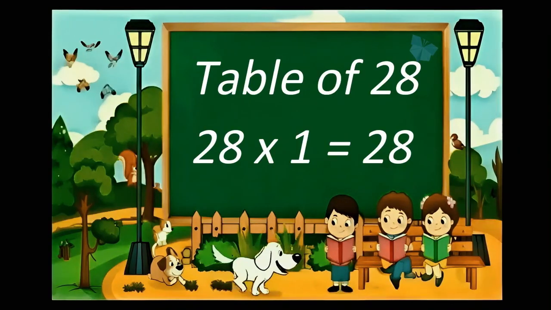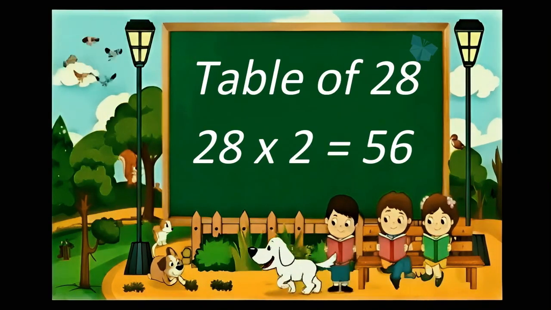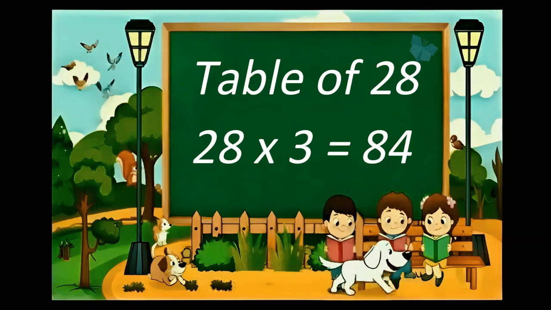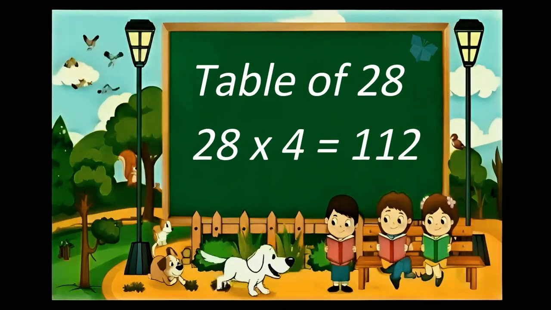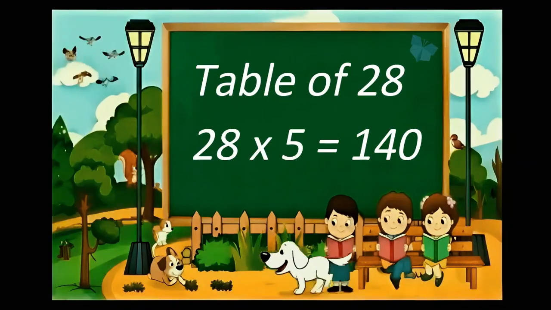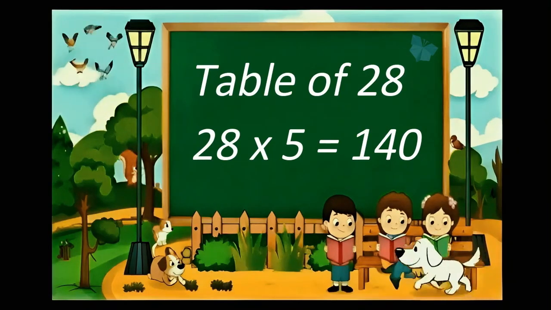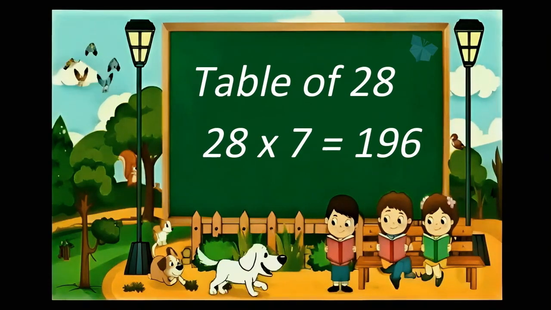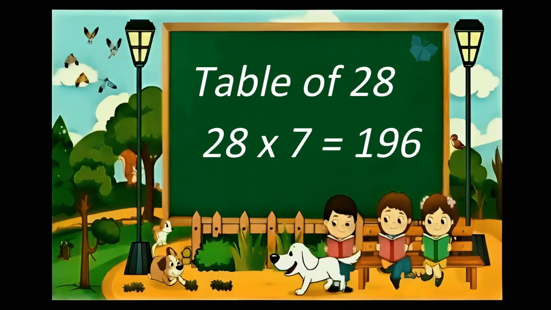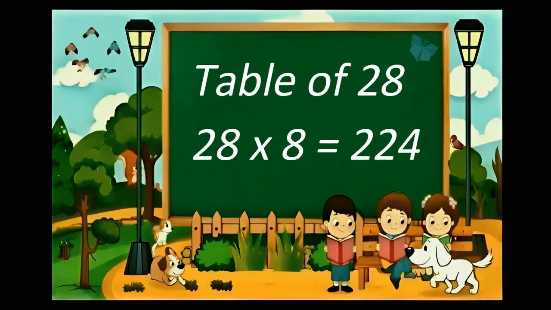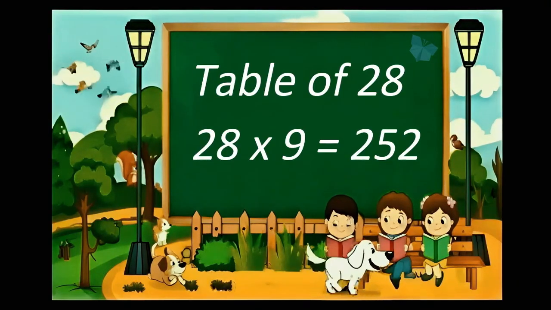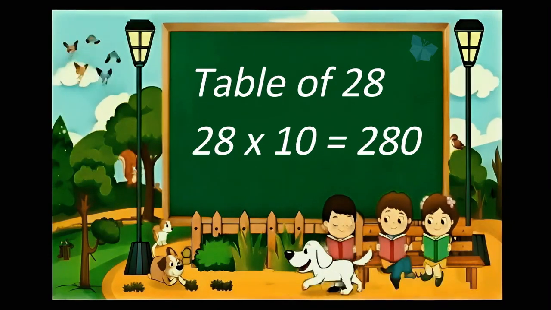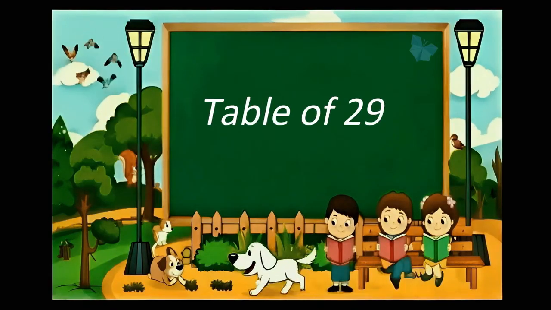28 ones are 28. 28 twos are 56. 28 threes are 84. 28 fours are 112. 28 fives are 140. 28 sixes are 168. 28 sevens are 196. 28 eights are 224. 28 nines are 252. 28 tens are 280. Table of 29.